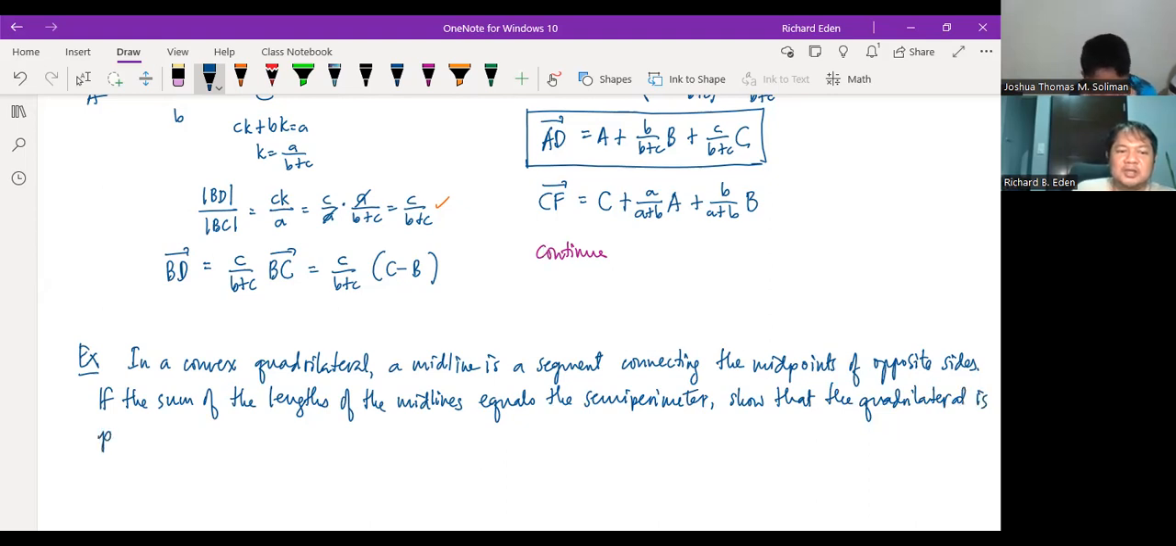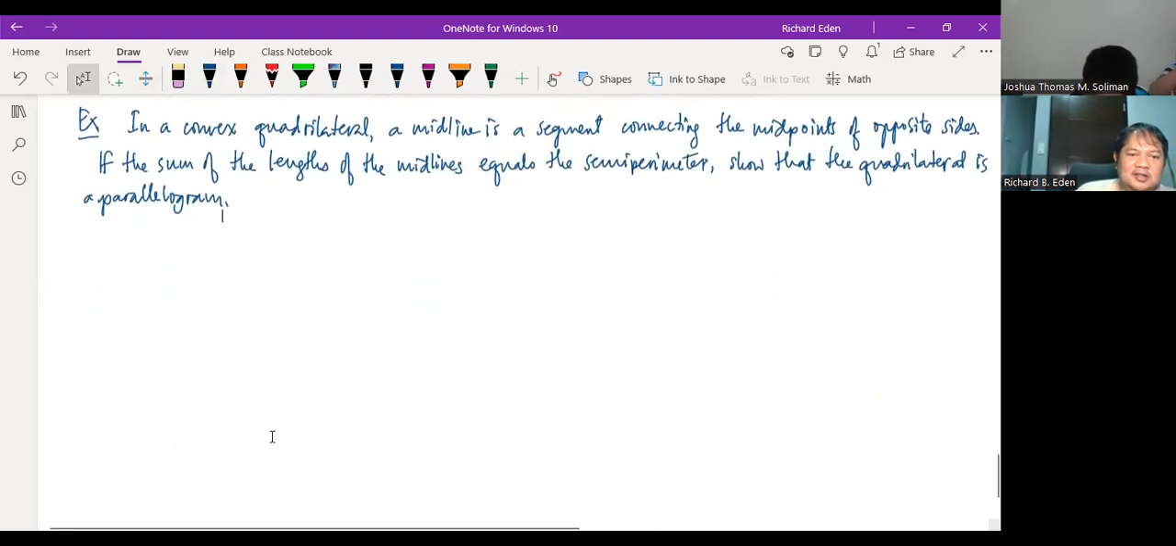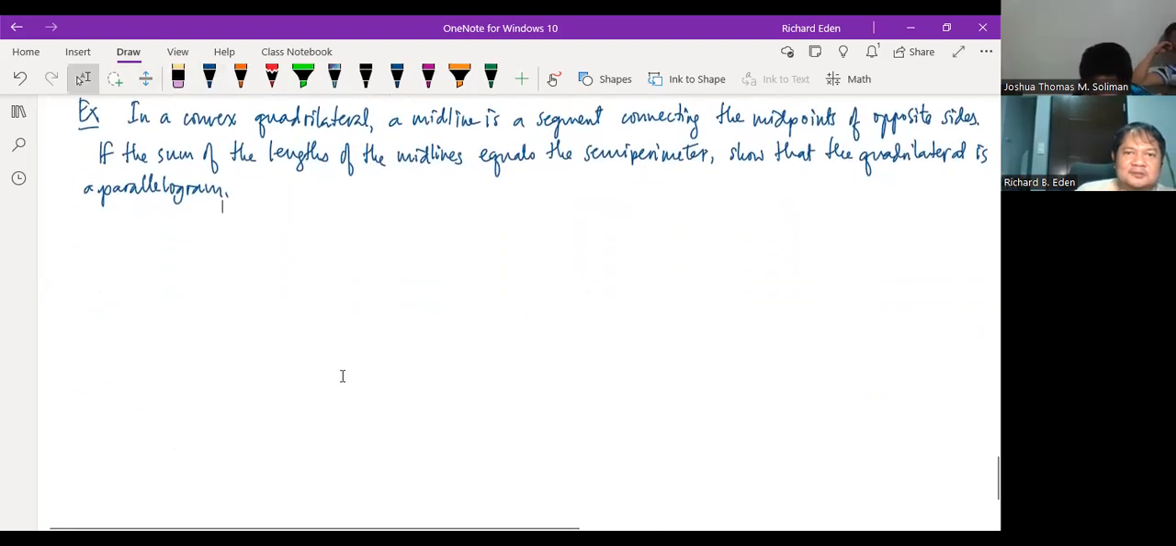It starts with the letter P. Show that the quadrilateral is a parallelogram. All right. So let's consider one such convex quadrilateral. And then to simplify the notation, let's take one of the vertices, A, as the origin.